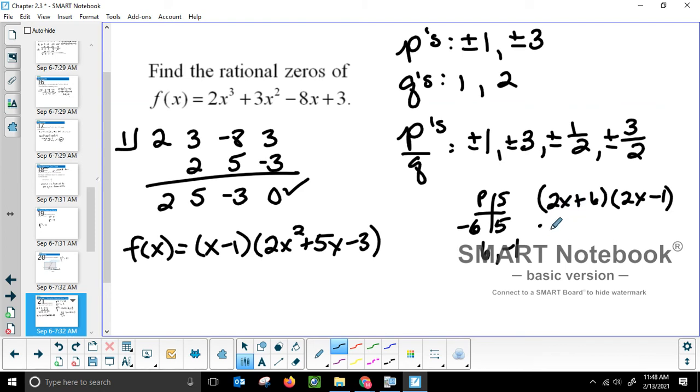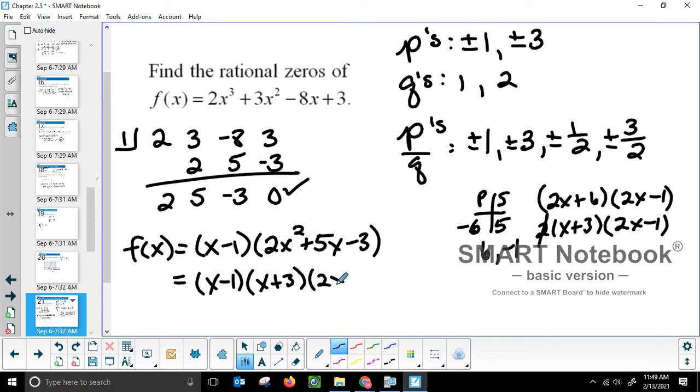I can factor a 2 out here. That leaves me x plus 3. Can't factor anything here, so I throw that 2 away. So now this factors to x minus 1, x plus 3, and 2x minus 1.